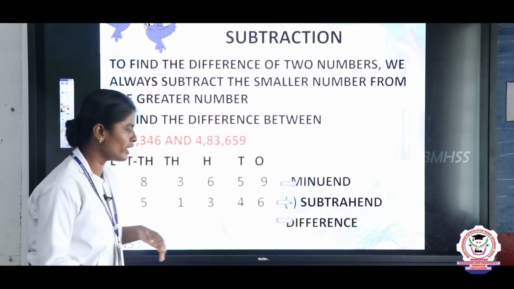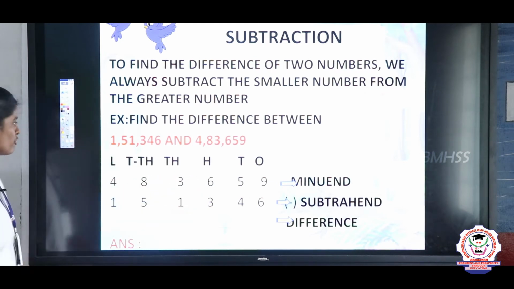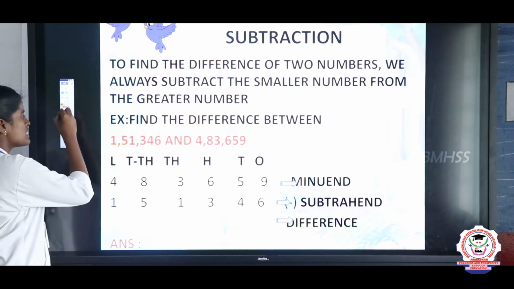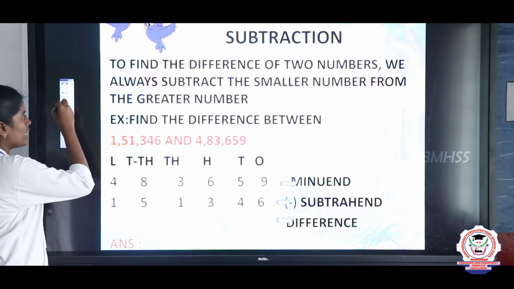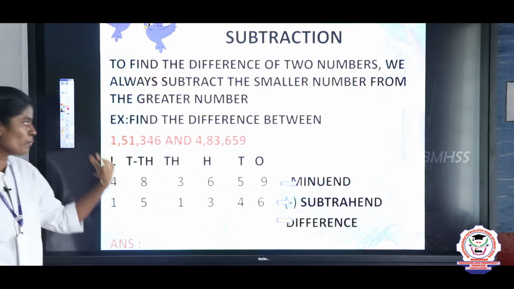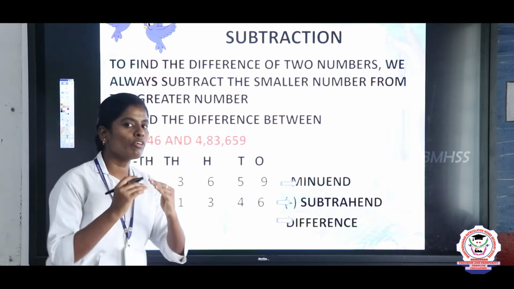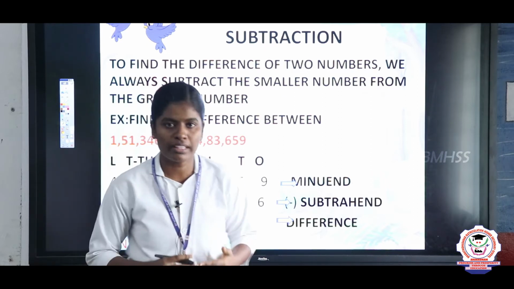So first you will write 4,83,659. Then you will write 1,51,346. So before writing the numbers, you should write the place values, right?